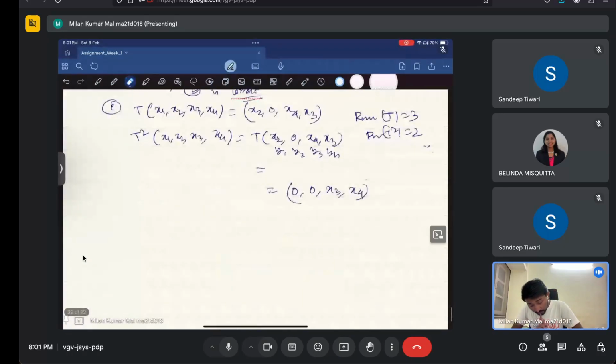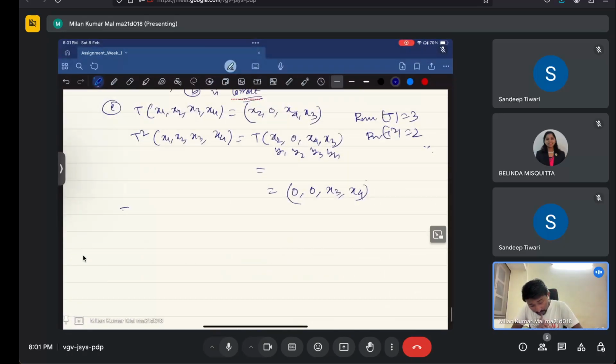So therefore this will not be. This is just for verification. So we'll write above, this will be 0, 0, x3, x4. Therefore C is correct.